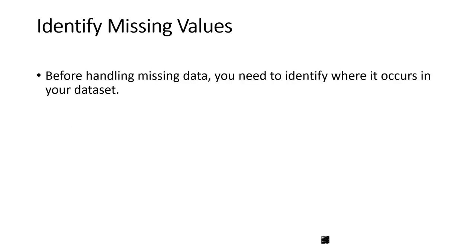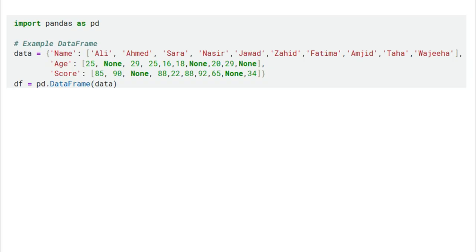Okay, so first of all, how can you identify the missing values? In Python, the most commonly used method is isnull. For example, this is the data, and inside the age column you can see that after the 25 there is a missing value, and the last value is also missing, and similarly inside the score we have missing values.